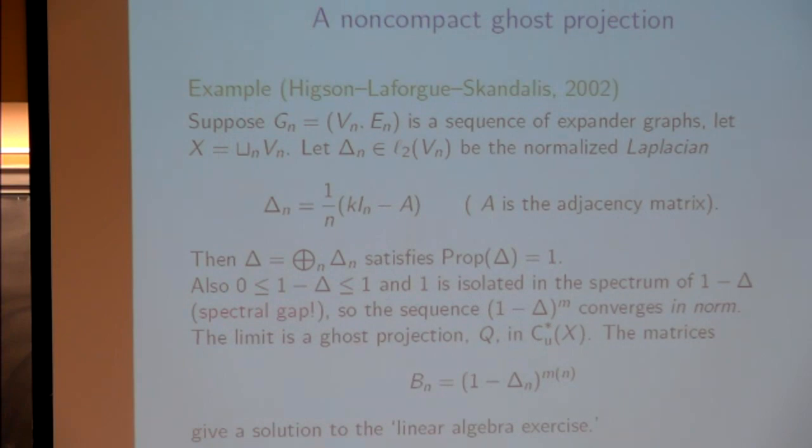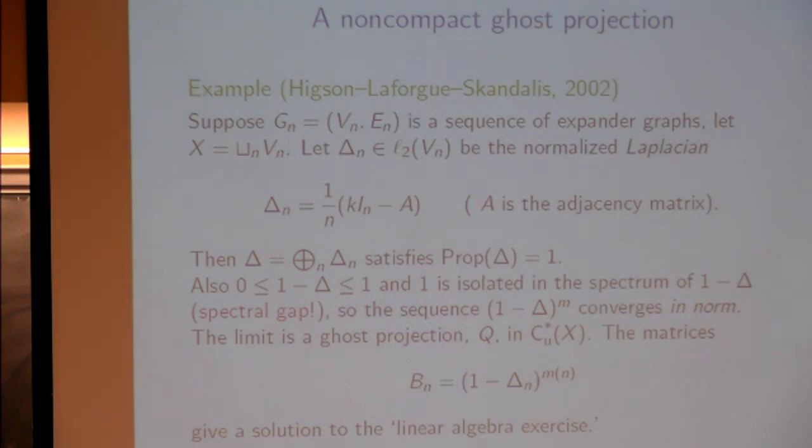But I have no idea what they look like. I mean, you can construct expanders probabilistically or from property T groups, but what they look like exactly, it's hard to say. Okay, but what they give us is a coarse metric space, which is uniformly locally finite, and it has ghost projections, which are not compact.